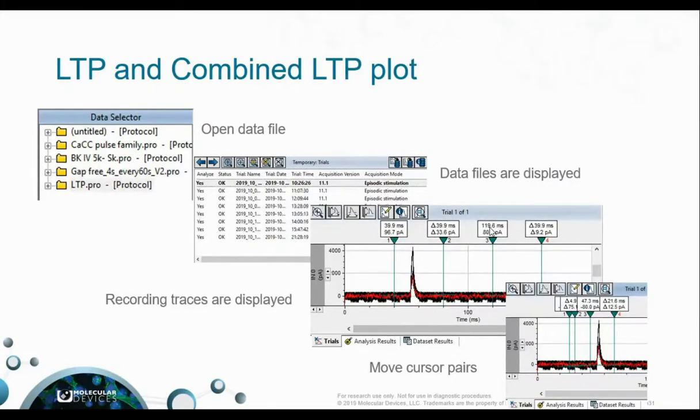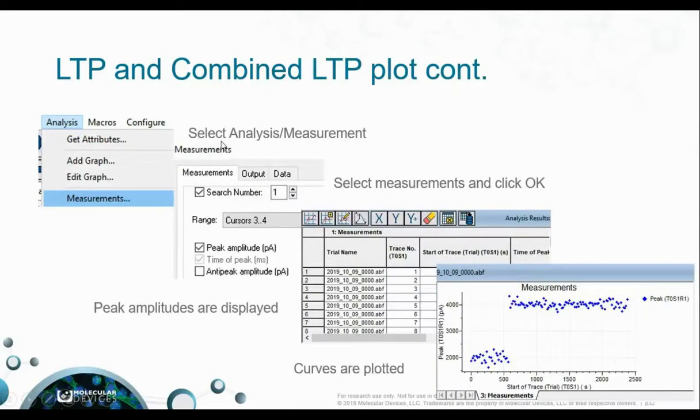Now, you already saw this slide because I want to use the amplitude measurement. I open the data file, all the X data files for LTP data, and then I have the recording tree display. I move the cursor here to the search region and then the baseline region. Then I select analyze and the measurement for the peak amplitude, and the peak amplitude is calculated and the graph is plotted. So for example, I have 8 data files, I have 8 of these curves.